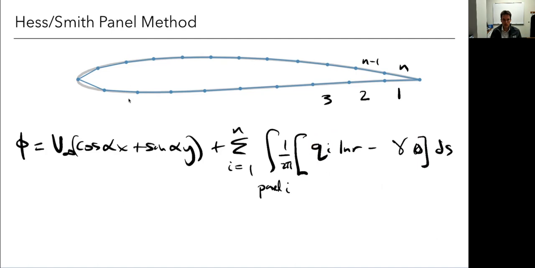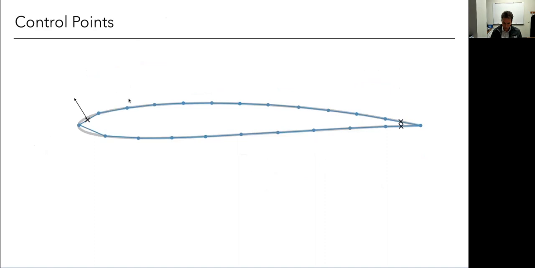All right, so I already talked briefly about these control points, but we have to decide where they're going to be. So we're going to satisfy our boundary conditions and Kutta condition on these panels. And we're going to do that at the midpoint of each panel. We can't use the endpoints of the panel because there are singularities. We get infinite velocity at the end, so we'll choose the midpoint of the panel.